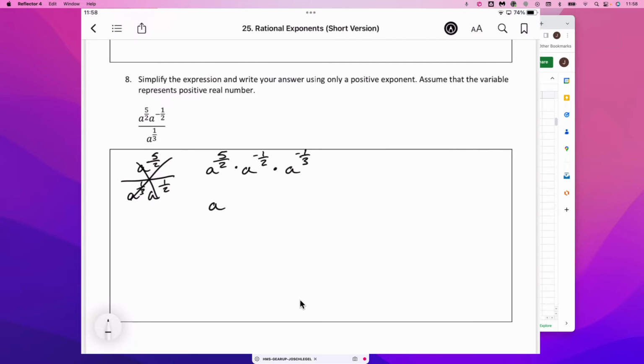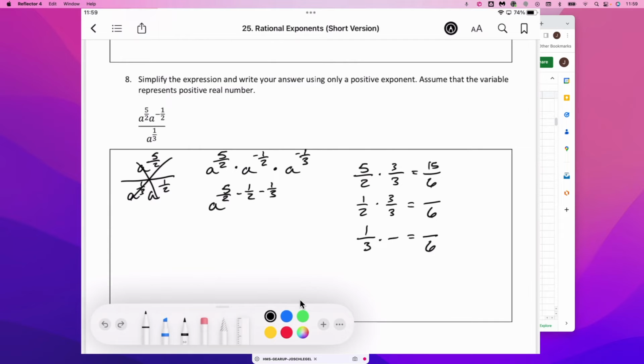And so a to the 5/2 minus 1/2 minus 1/3. And so now I need a common denominator between all those. And so a common denominator is going to be 6. Takes a little while to set this up here. Apologies for that. So to get from 2 to 6, I need to multiply by 3. That gives me 15. From 2 to 6, I need to multiply by 3. That gives me a numerator of 3.